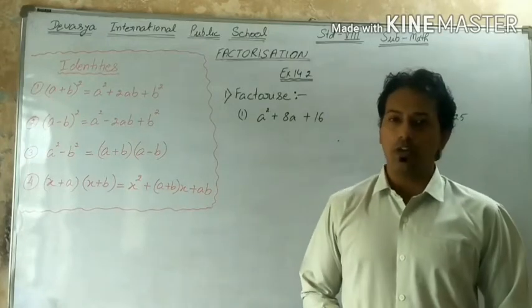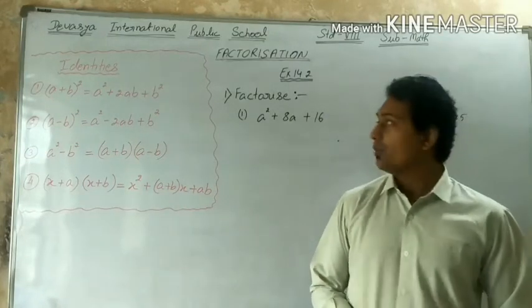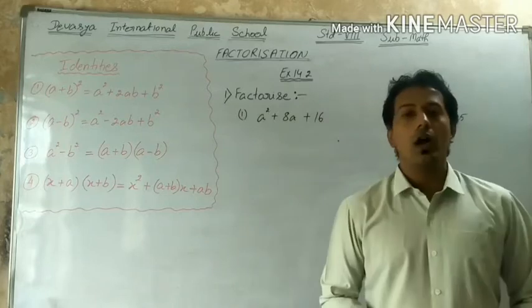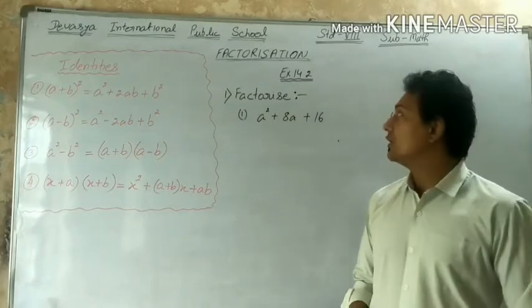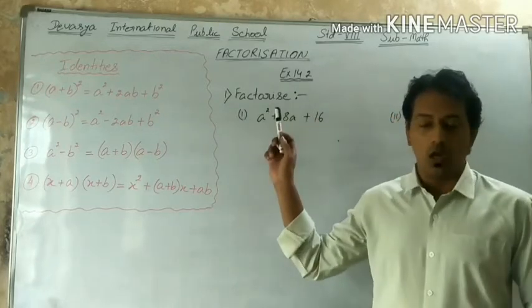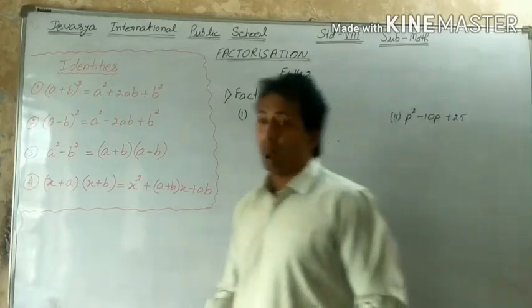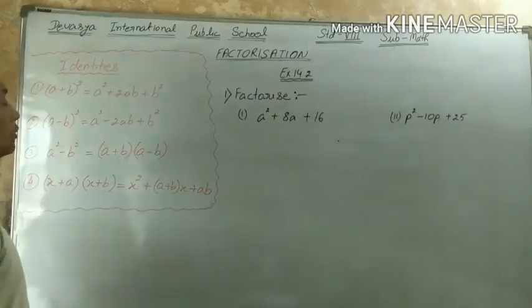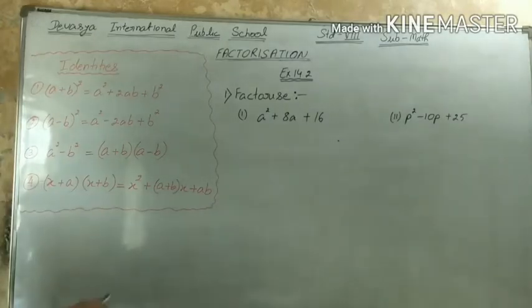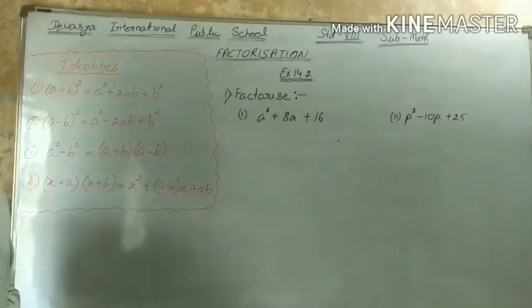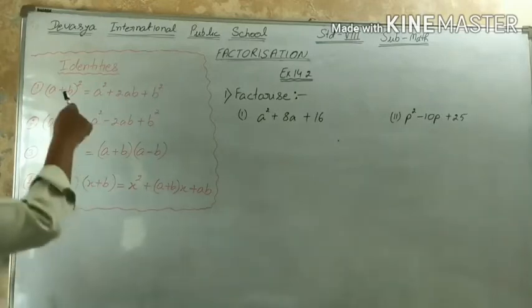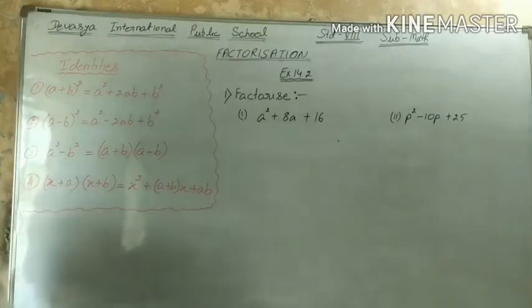Last time we had completed exercise 14.1 from the chapter Factorization, and today we are going to start with exercise 14.2. Before we start exercise 14.2, we need to memorize some identities through which we can factorize the expressions. These are the four identities which we need to keep in our mind.